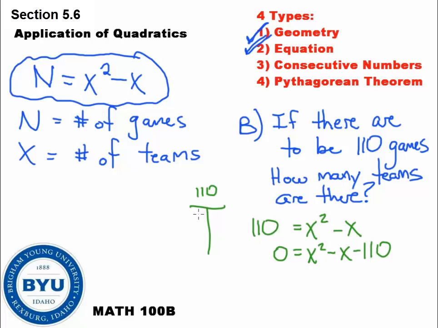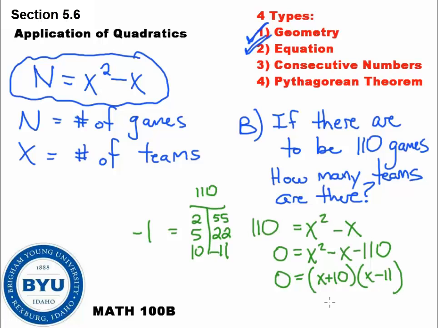Let's write some out here. We've got 2 and 55. We've got 5 and, better use my calculator, 5 and 22. 10 and 11. Oh wait, 10 and 11 looks good because we want it to equal negative 1. So if I made the 11 minus, that would work. Sweet. So it factors to x plus 10 and x minus 11. Then to finish solving, we set each parenthesis equal to 0. X plus 10 equals 0. X minus 11 equals 0. So we get x equals negative 10 and x equals 11. The negative answer here doesn't make sense. We can't have negative 10 teams. So we just cross it out and we say that our answer is 11 total teams.